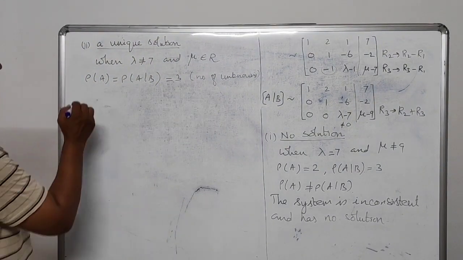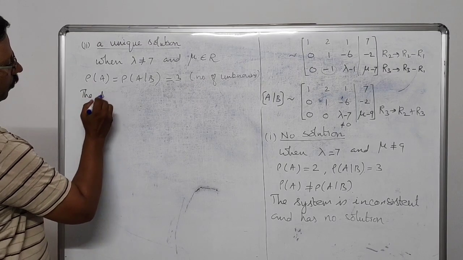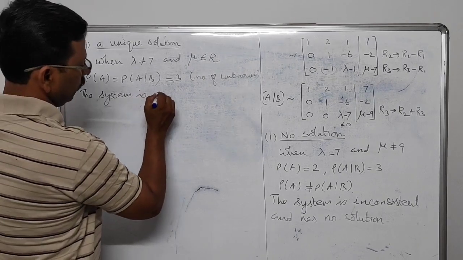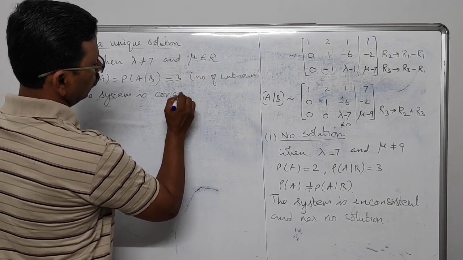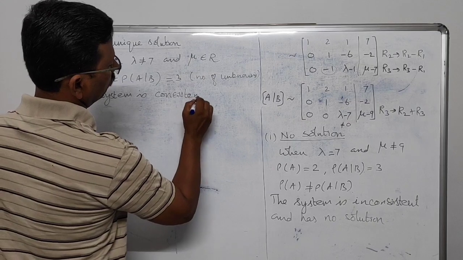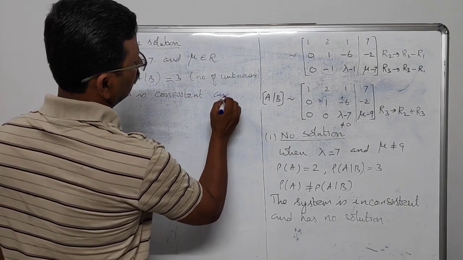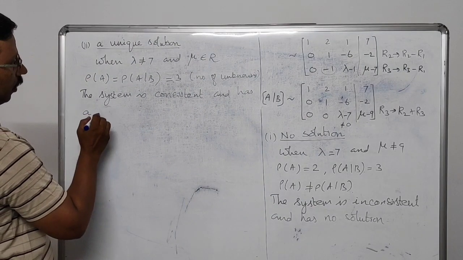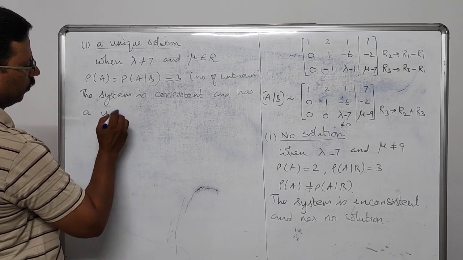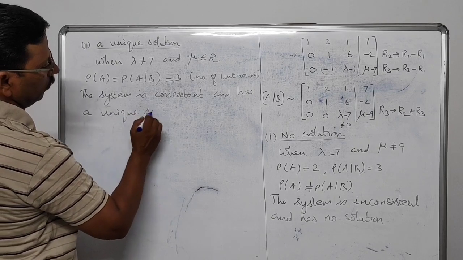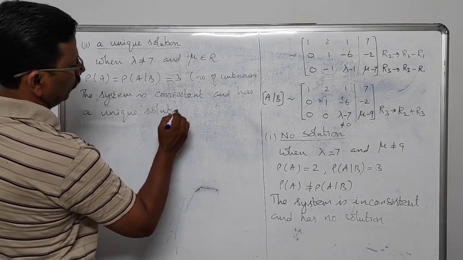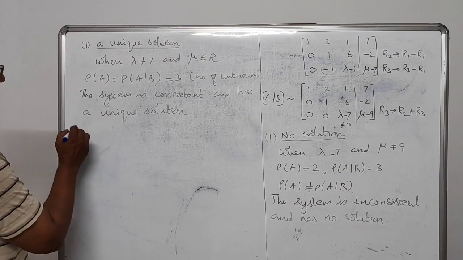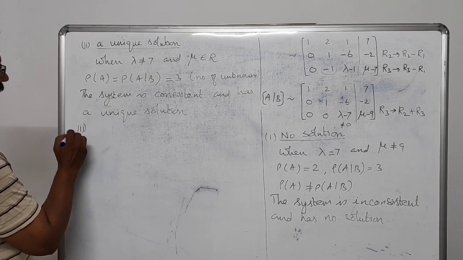So we can say the system is consistent and has a unique solution. Now the third one is an infinite number of solutions.